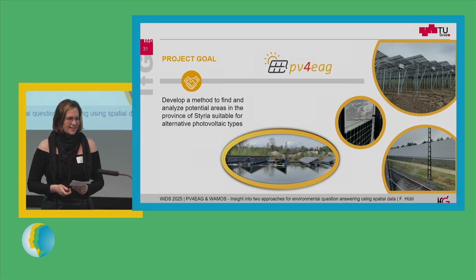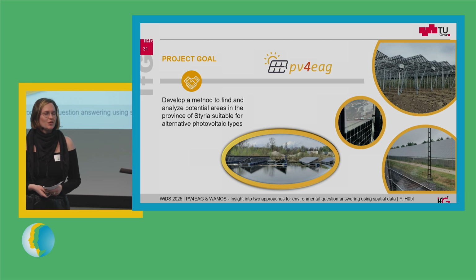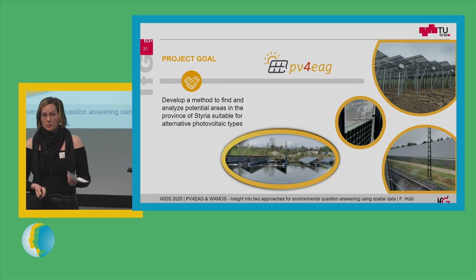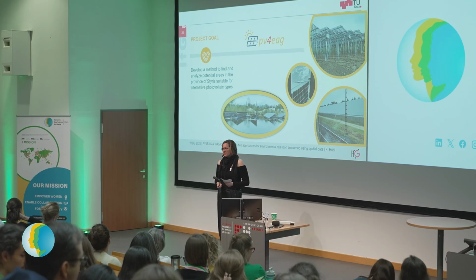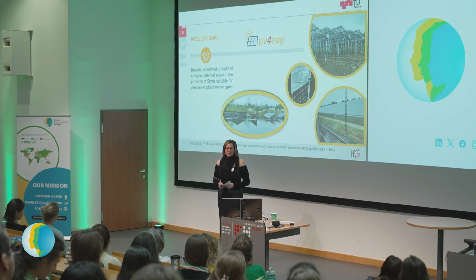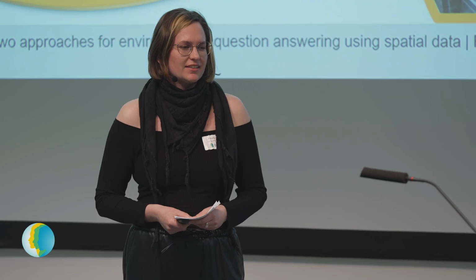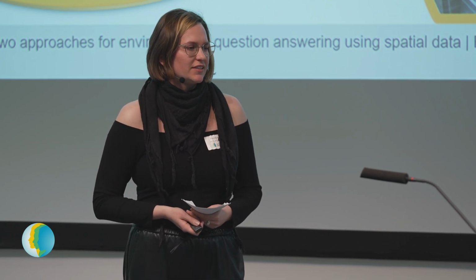And EAG, maybe you heard of it. It's Erneuerbaren Ausbaugesetz. It's very important in Austria. So this all is the motivation for this project. We try to find for these special alternative photovoltaics suitable areas in Styria. That's the goal of it.